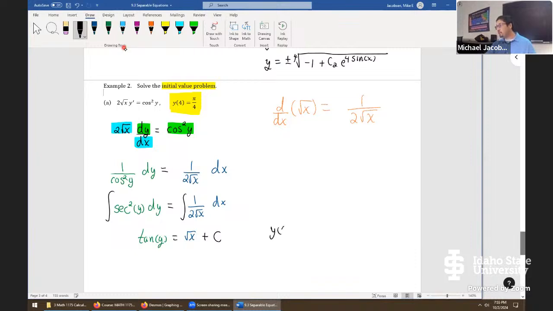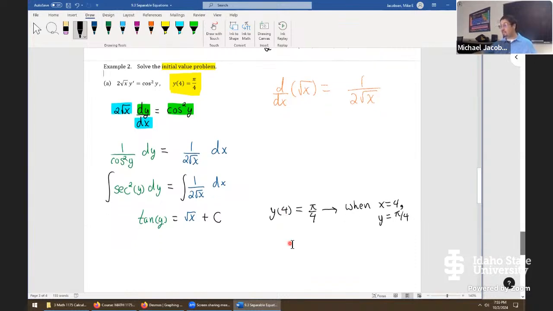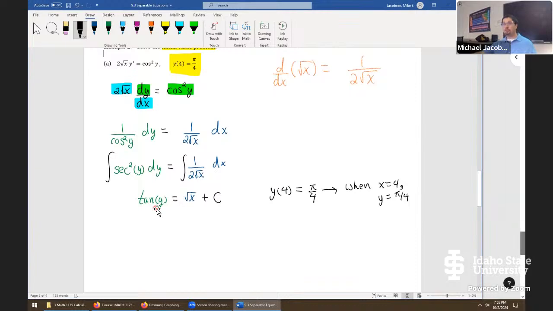So we said y at 4 equals pi over 4. I often feel like that deserves a little bit of a translation. What this is trying to express is y is a function with function notation. So that's the input variable. And this means when x is 4, the dependent variable y equals pi over 4 is what this is trying to convey. So we go to this equation and just plug in those two values.